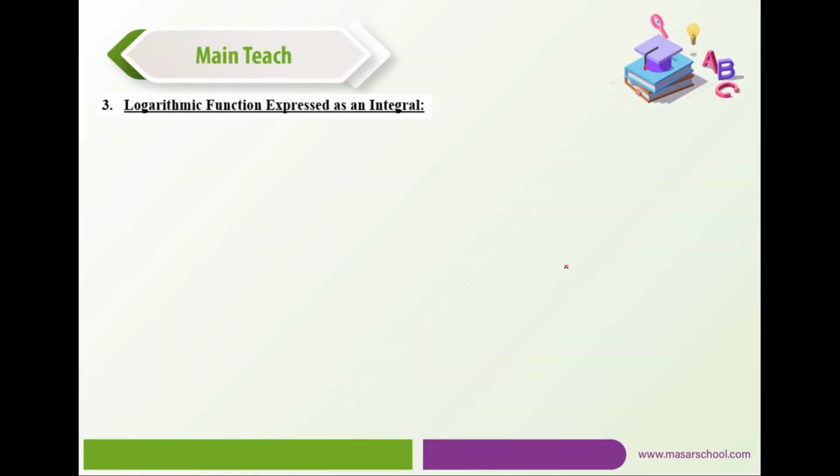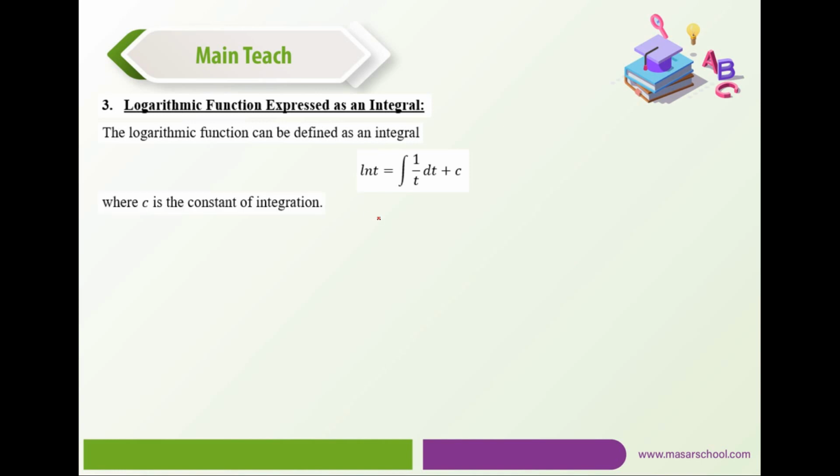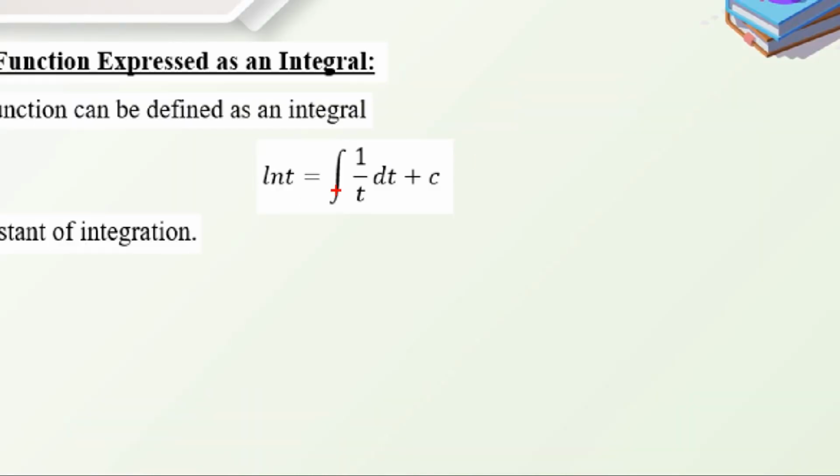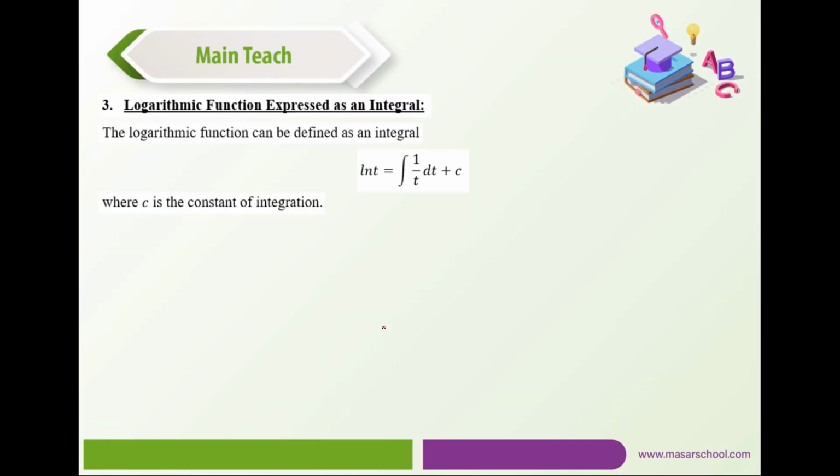Now section 3, logarithmic function expressed as an integral. The logarithmic function can be defined as an integral. Then ln t is the integral of 1 over t dt plus c, where c is the constant of integration. Now what I'm trying to say in this section is that the logarithmic function itself can be defined by the integral of 1 over t dt.